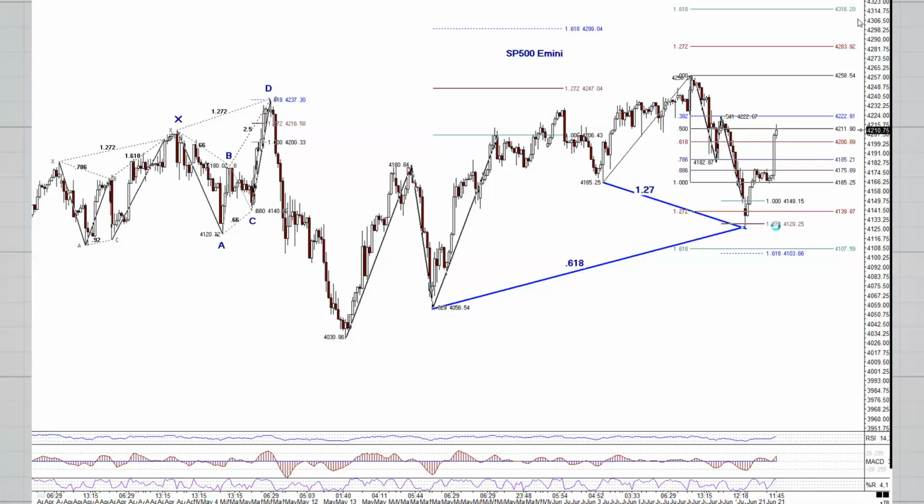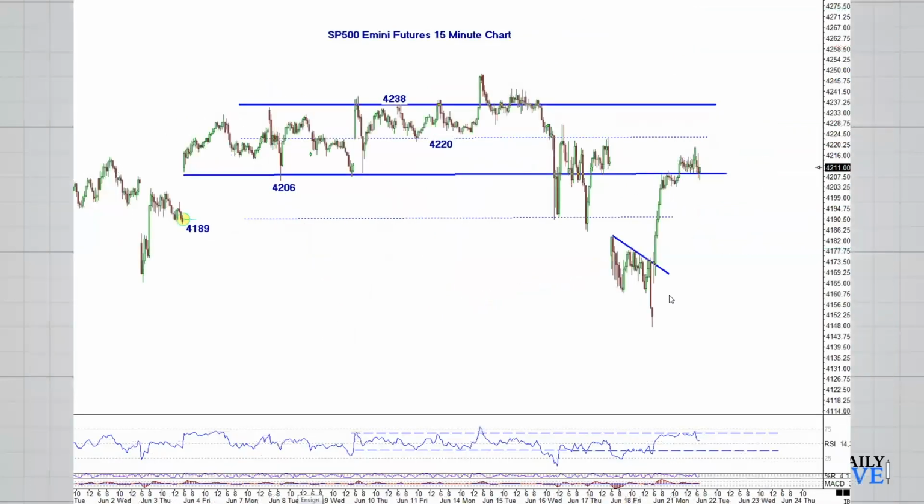So that now makes this 4129-ish area an important area of support to be keeping an eye on. So we have this range now all the way up to the 4258 highs, and now this 4129 is a low I'm going to be watching. So let's look at the 15-minute chart now, an even shorter time frame. And let's see what we can get from this chart.